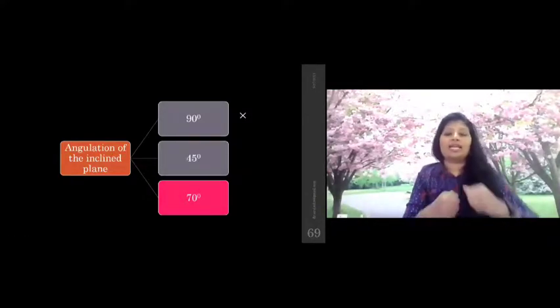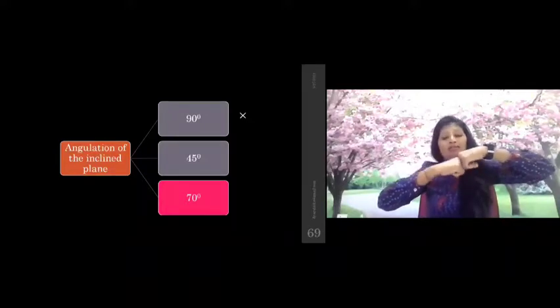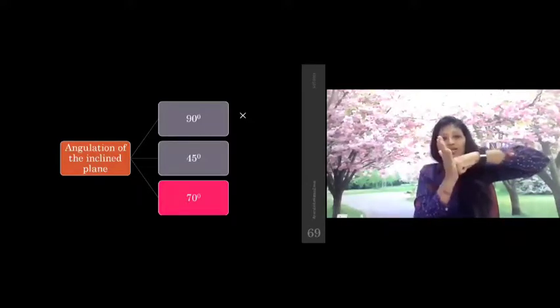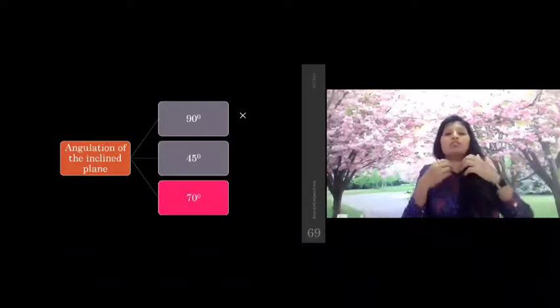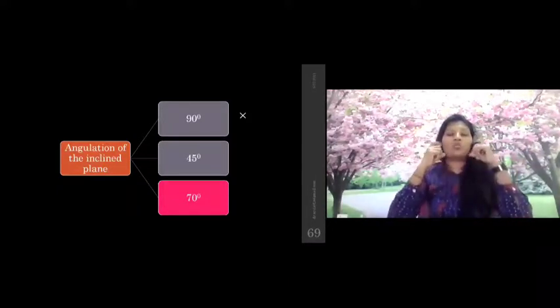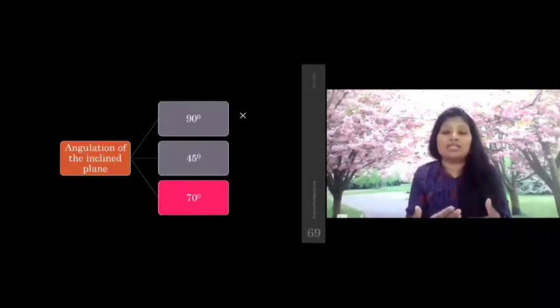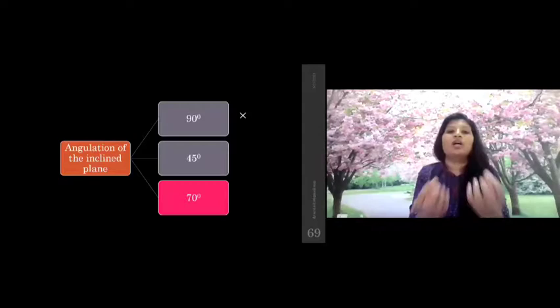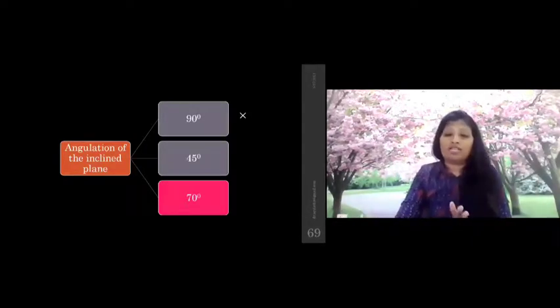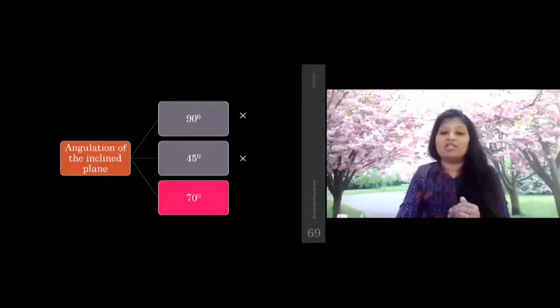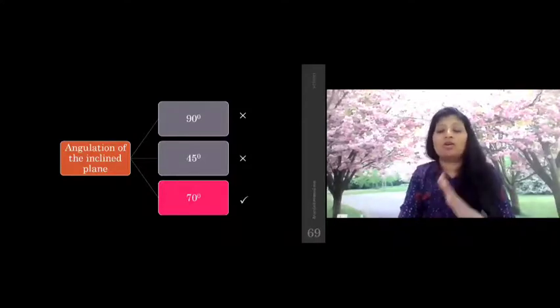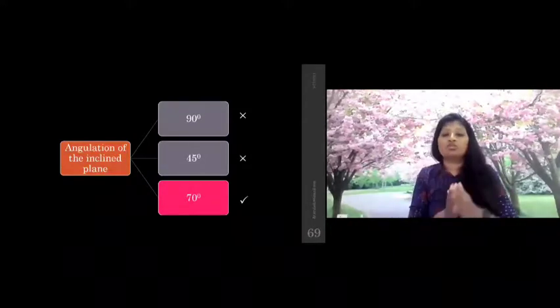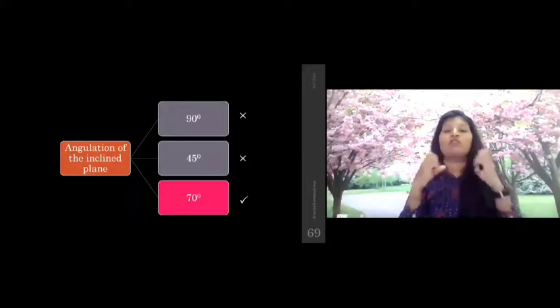So they went ahead and gave a 45 degree angulation. When they gave a 45 degree angulation to your inclined plane, there were both horizontal as well as vertical forces acting simultaneously. But what we want in myofunctional appliances is more of mandibular advancement than vertical opening. So 45 degrees was also declined, and they decided that 70 degree angulation is the best thing because it gives maximum amount of horizontal advancement and less of the vertical component of force.